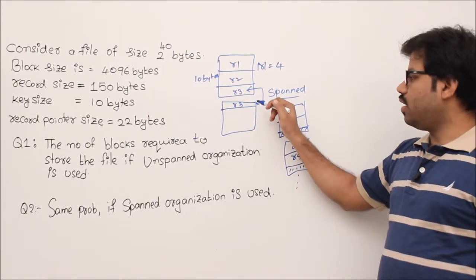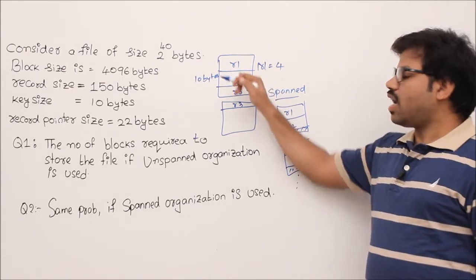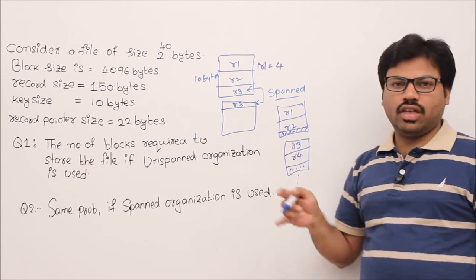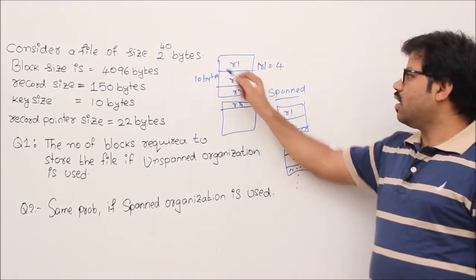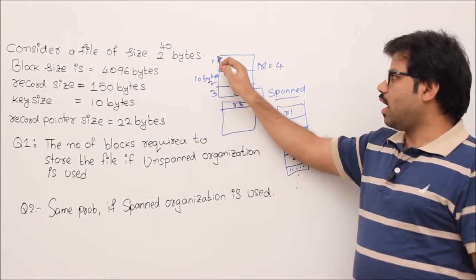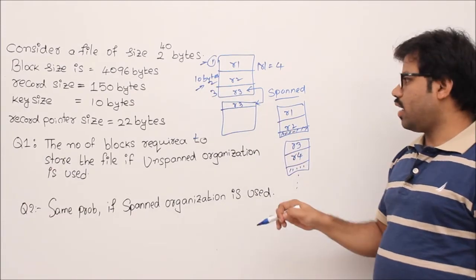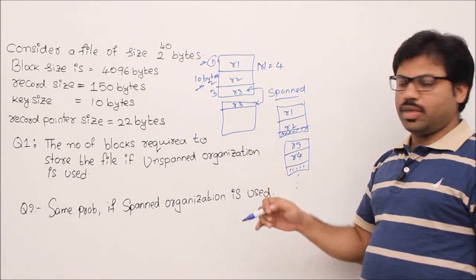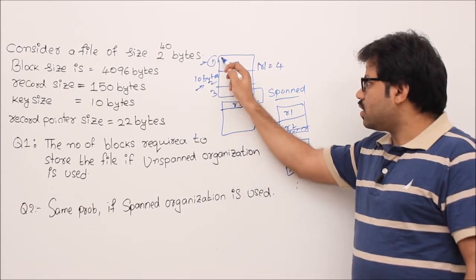What is the problem with spanned organization? Generally, with spanned organization, your address calculations will be difficult. If the number of records is fixed in every block, it will be easy. I can say this is the first record, this is the second record, this is the third record. Calculating the address of the first or second record would be easy. But in spanned organization, it is very difficult to find out the first record address, second record address, because we don't know.